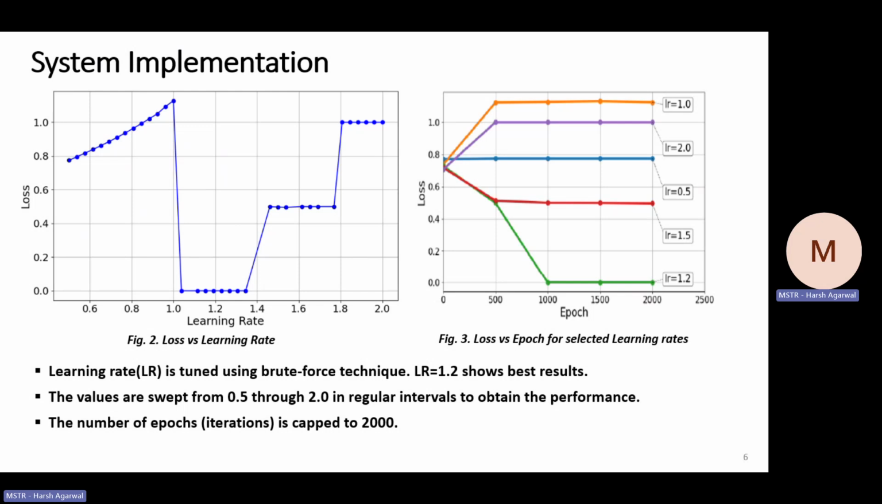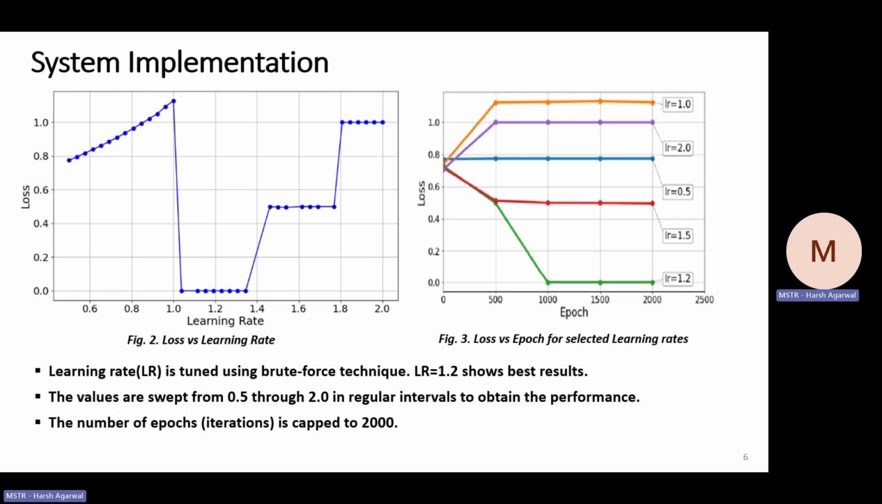Just to mention what is being done in this step: the learning rate is tuned using the brute force technique, and 1.2 shows the best results. For our brute force technique, we swept the values from 0.5 up till 2.0 in regular intervals to obtain the best performance, and we capped the number of epochs or iterations at 2000.